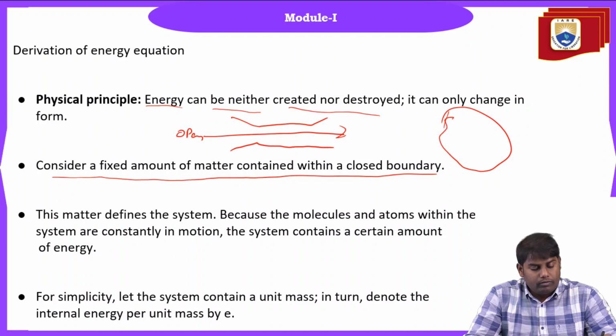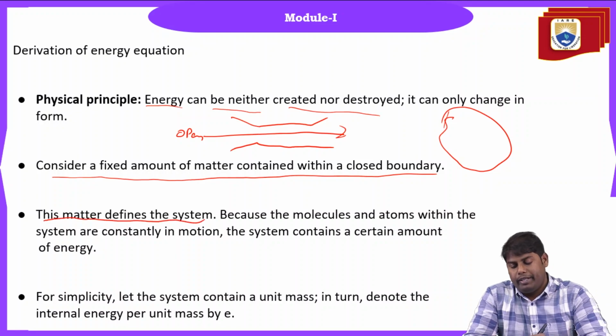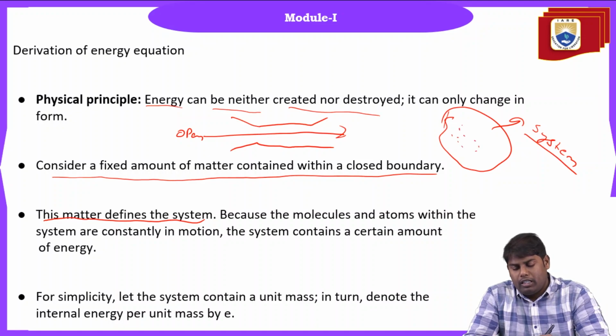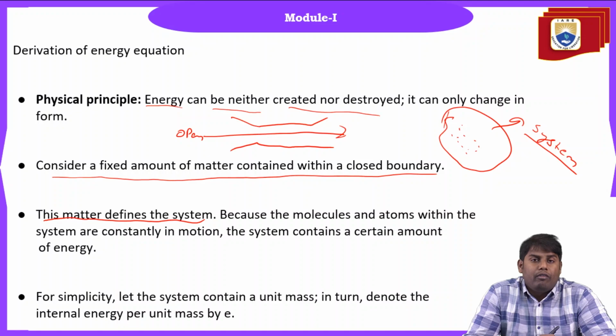Fine. Here we are considering a closed boundary which contains a fixed matter. This fixed matter defines a system. So system is an entity where you have some matter inside. What is that matter? It can be water, it can be gas, or it can be some movable parts. It depends. It is an entity that contains the matter.